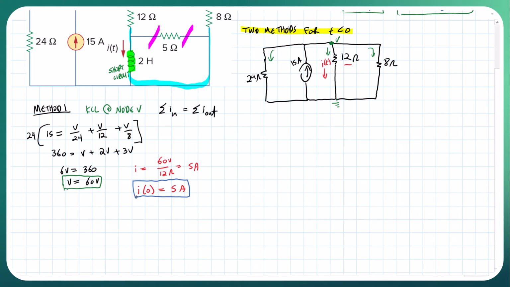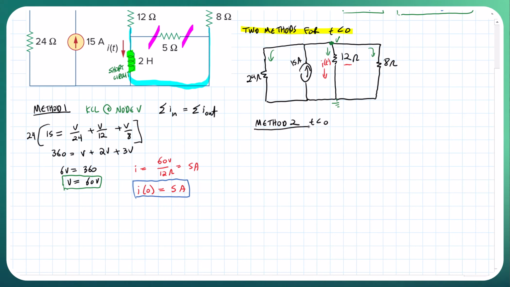Okay, so that's our initial condition there. And then from there we can solve for t greater than or equal to 0. But before we do that, I want to show you method 2 for t less than 0.